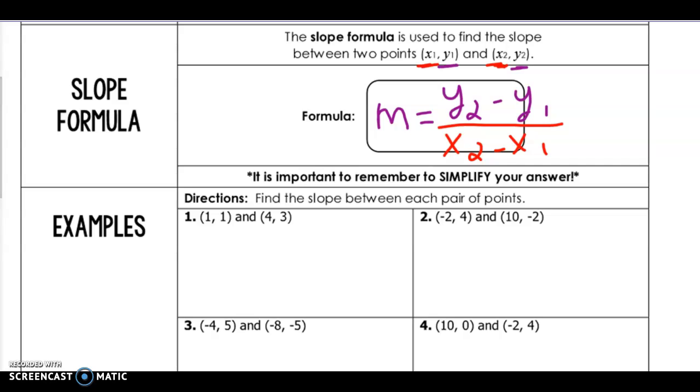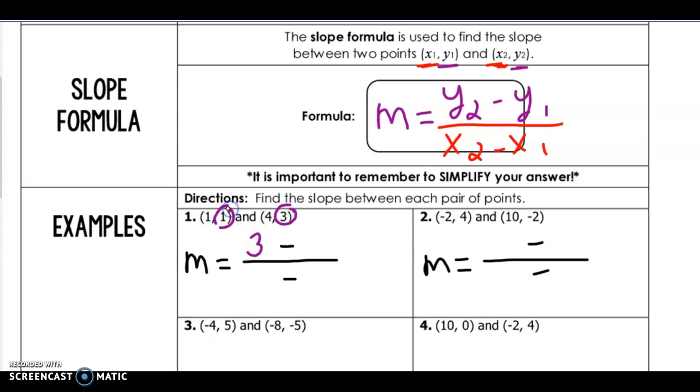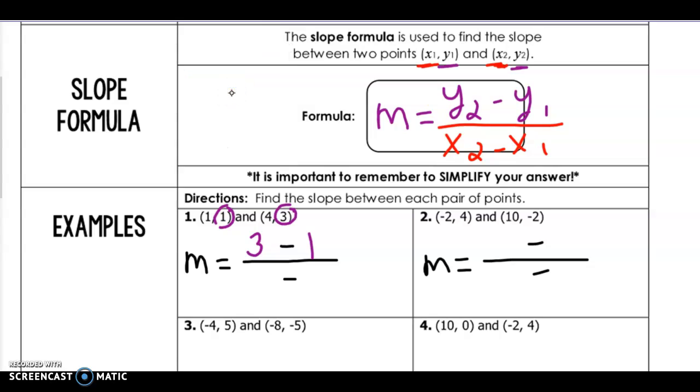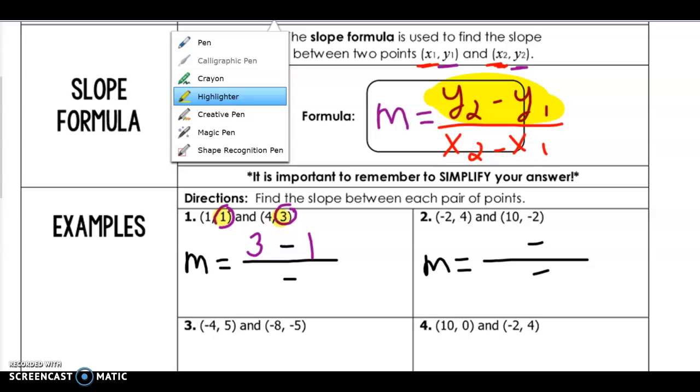So if I have my formula, remember I always started off with m equals, and it's something minus something. That's kind of how I described it to you guys when we went over it in class. Okay, so I'm going to take my y2, so in this case it's 3, minus my y1, which is 1. Okay, so that's the top. That's this part right here. Okay, y2 minus y1. So there's my y2, and there's my y1. Okay, so that's how I did that one.